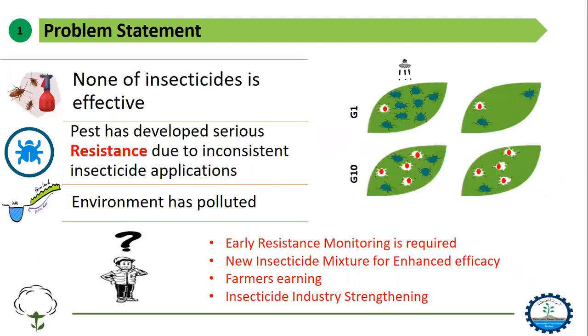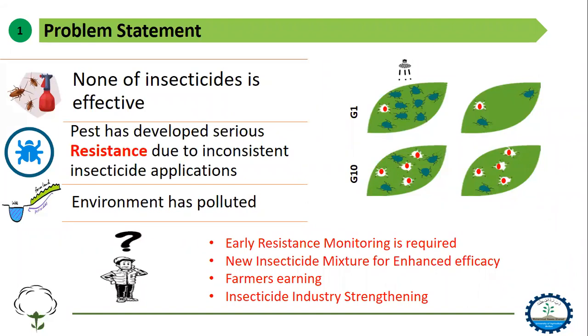Resistance, insecticide resistance. Right now, no insecticide is effective for these nasty insects, particularly the cotton bollworm and whitefly. Just because of this, the pest has developed serious resistance due to inconsistent insecticide application. And due to the application of insecticides in the environment, just to protect the crop from the nasty insects, the environment has become unhealthy because there is no check and balance for the application of insecticides in the field. The farmer is applying insecticide without any rules, without any proper measurement, without the proper doses recommended by the Insecticide Resistance Action Committee in this region.